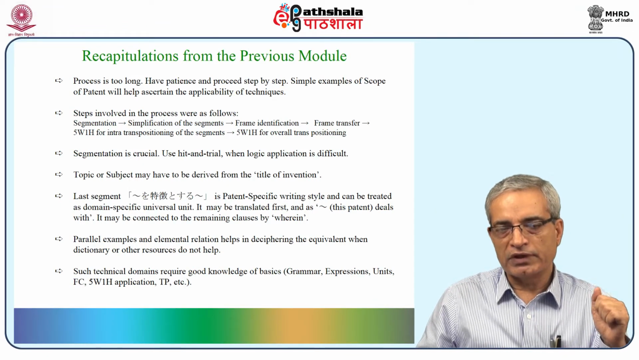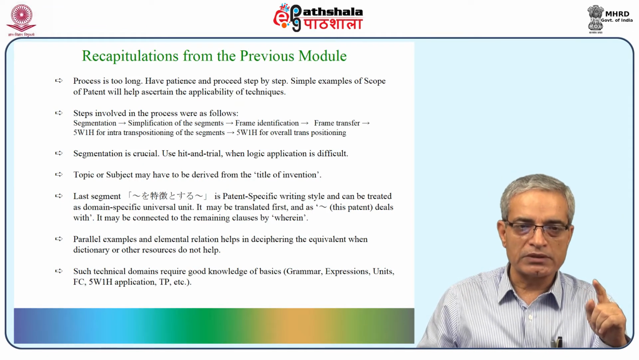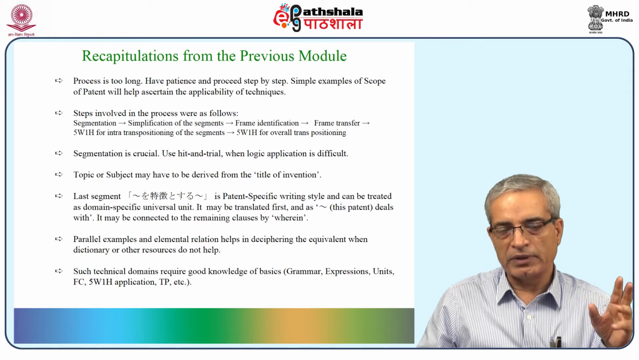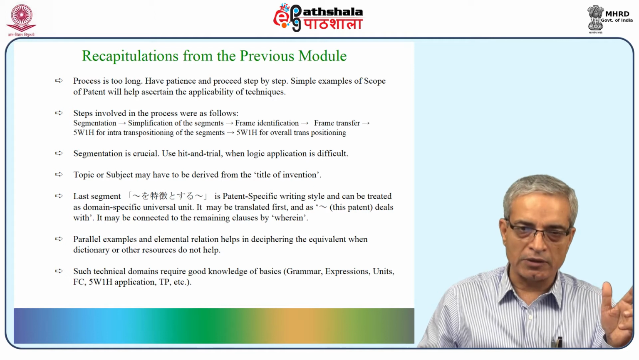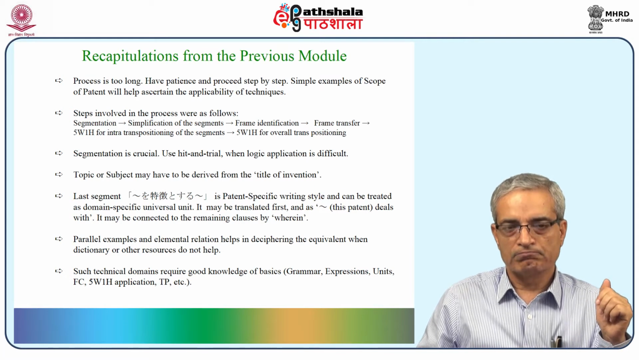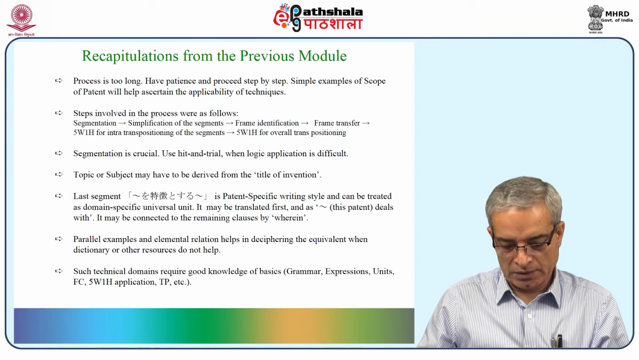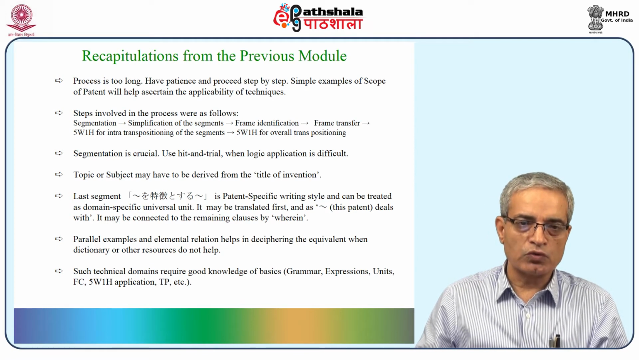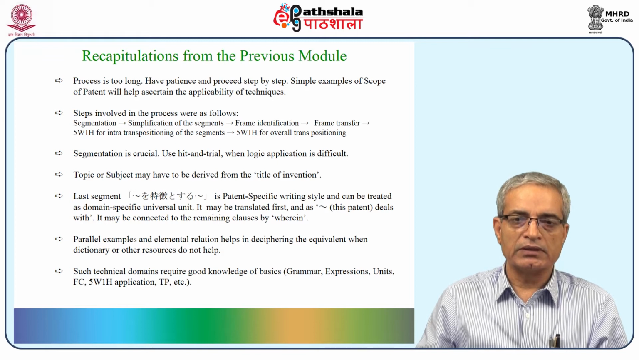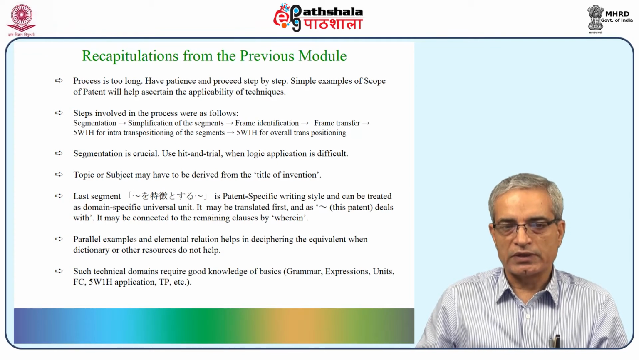Let's recapitulate what we have done in the previous module. The process is long; when we apply the techniques, we find that the process is not so simple. It appears too long. I will advise you to have patience and proceed step by step. Simple examples of scope of patent will help ascertain the applicability of techniques. The steps involved in the process were as follows.